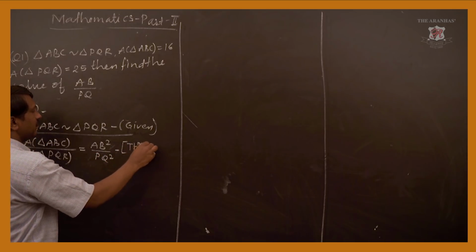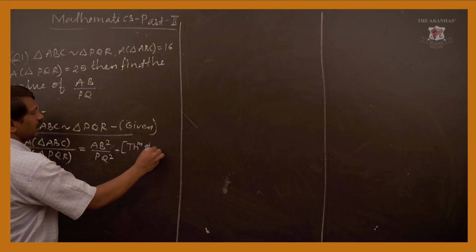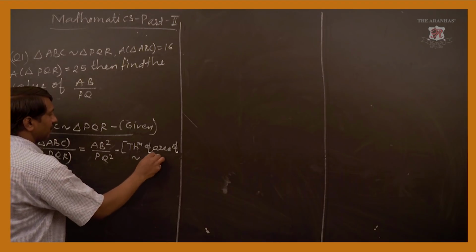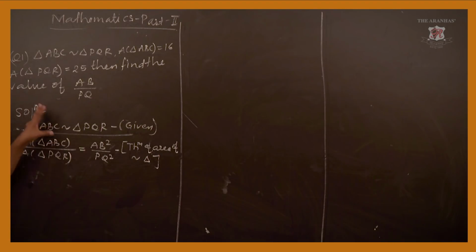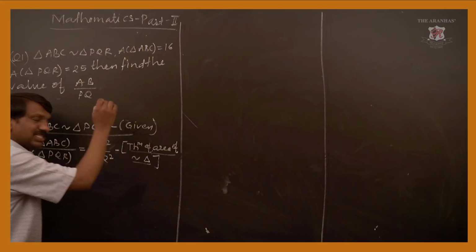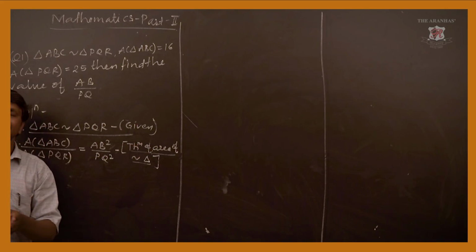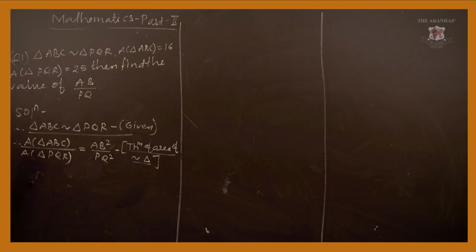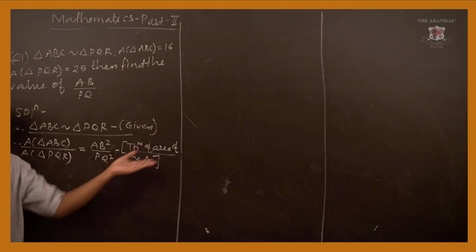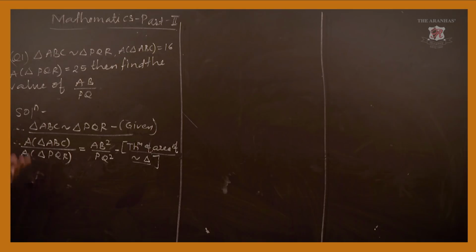Here you are going to write the theorem of area of similar triangles. If you are solving this example and you do not write this statement, the reason, your half marks will be cancelled. How are you going to show how you get AB square upon PQ square? We got it because of the theorem that we just studied.